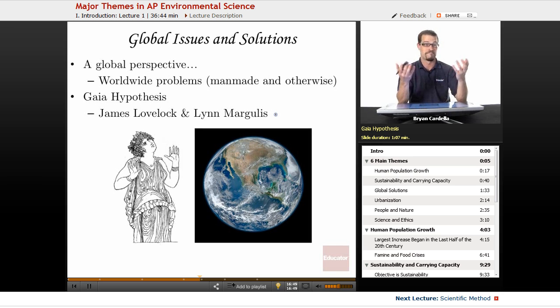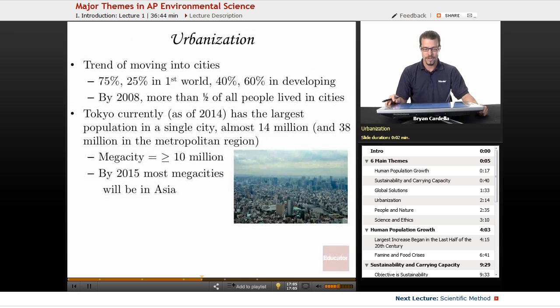Other planets, since we presume they don't have life on them, haven't been changed in the way that Earth has been changed to sustain life. How much it can sustain life, how much it can support life in the future based on how we treat the Earth, that's debatable. All right, urbanization.